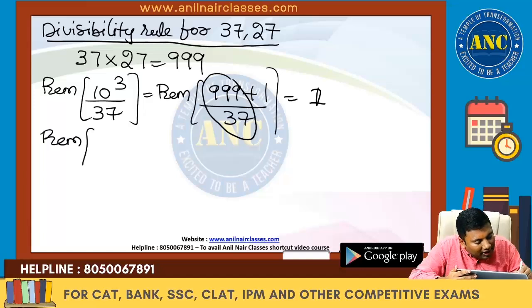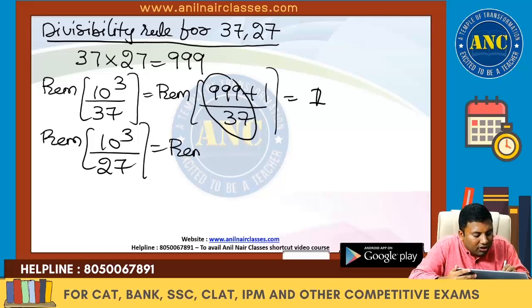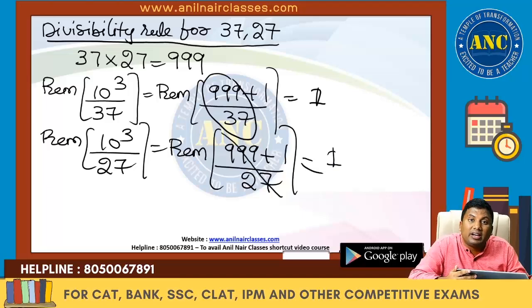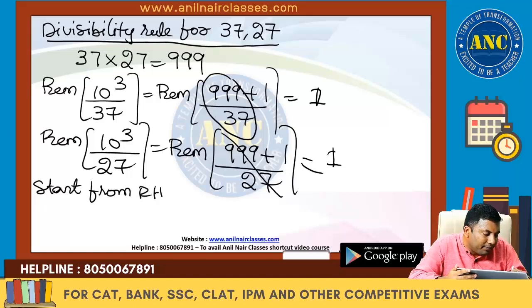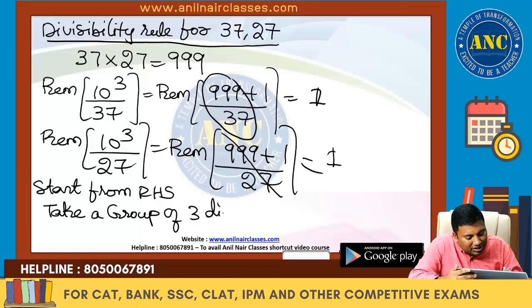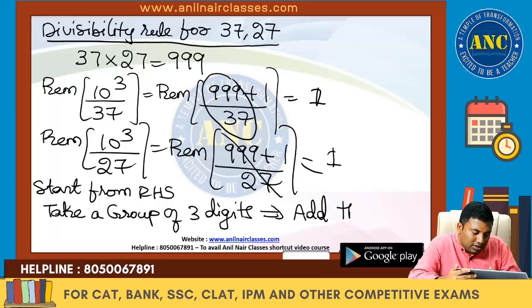Similarly, remainder 1, 10 cube divided by 27, which is nothing but 1000, that is 999 plus 1, divided by 27. This is divisible, so the answer is 1. That means, what is the divisibility rule for 37 and 27? Start from the right hand side. Take a group of 3 digits. Because it is 1, add them.